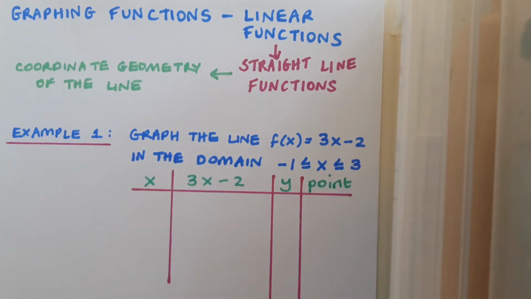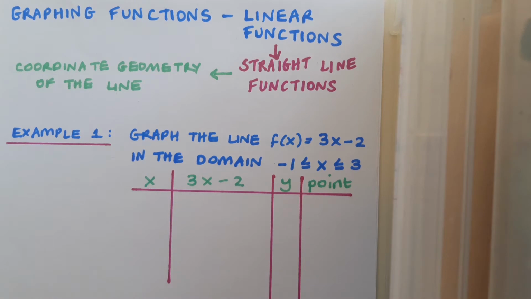Our headings for the table can be x, the actual function, in this case 3x minus 2, y, and our point. The point is simply what we get when we put the x and the y values together to make it into a point. Before I begin to work any of this out, just take a moment to have a look at the function 3x minus 2.